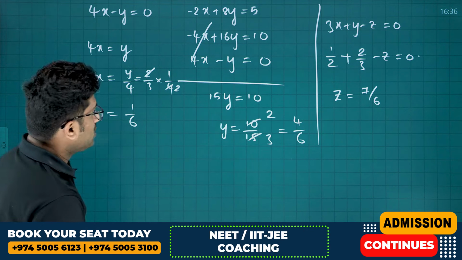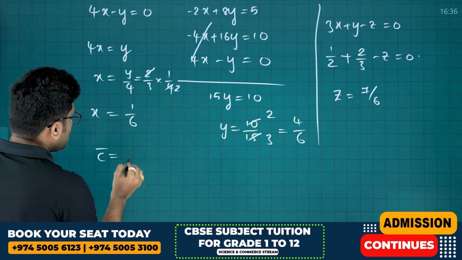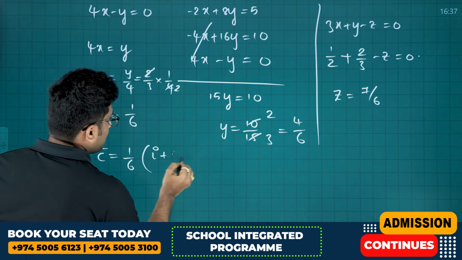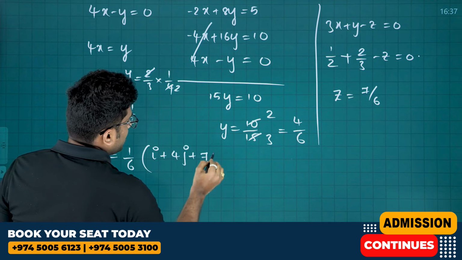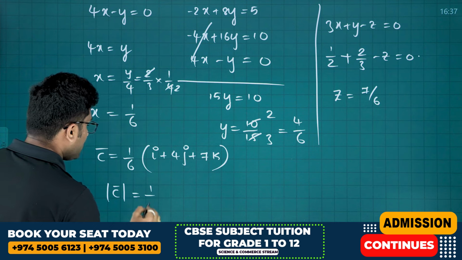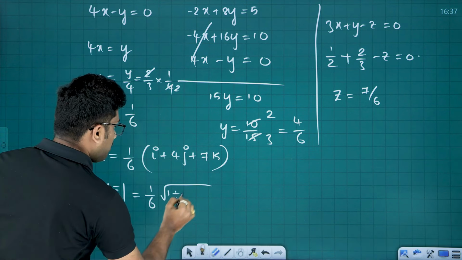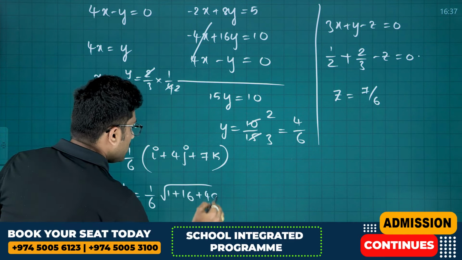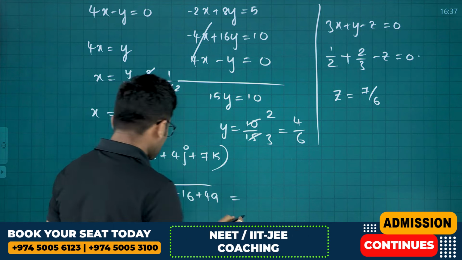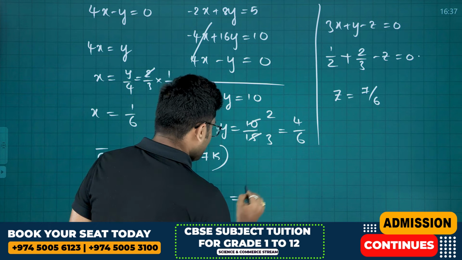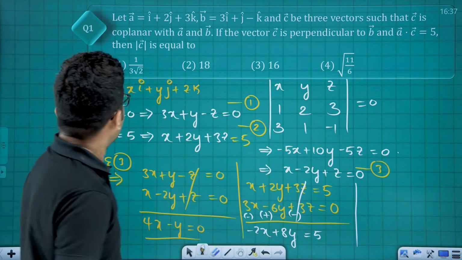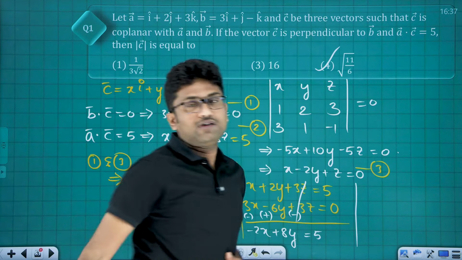So from here friends, c bar is equal to, take 1 by 6 out, that is i plus 4j plus 7k. We have got c bar. Now they are asking mod c bar. Mod c bar is 1 by 6 times root of 1 plus 16 plus 49. So that becomes 49, 50, 50 plus 16, root 66. So that is nothing but root 66 by 6. So the answer is option 4, root 66 by 6.